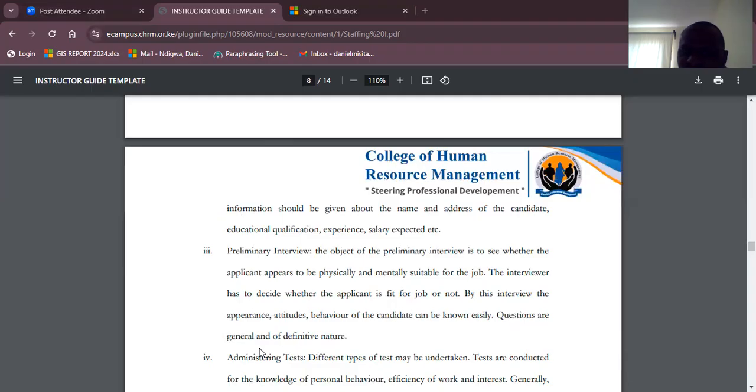As we wait for Lillian, Roslyn? They ask maybe to see if the candidate is within the budget. Okay, if the candidate is within the budget. Yes, Samuel? Okay, thank you.